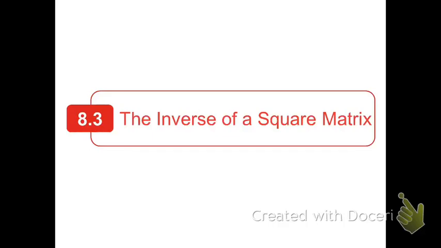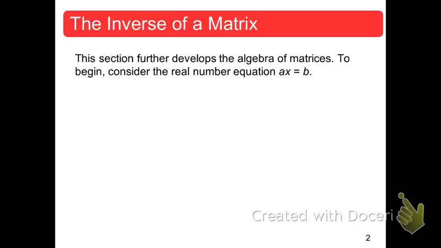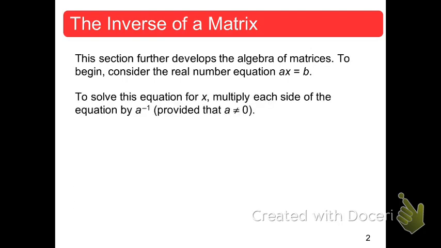We're going to look at section 8.3, the inverse of a square matrix. In the last section we looked at what happens if I have an equation with real numbers, the equation ax is equal to b. Of course, when we're solving for x, we want to multiply each side by what we call a inverse. So a to the negative 1 is a inverse, as long as a is not equal to 0.